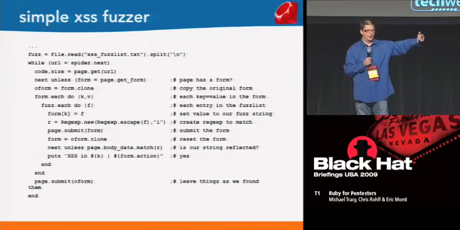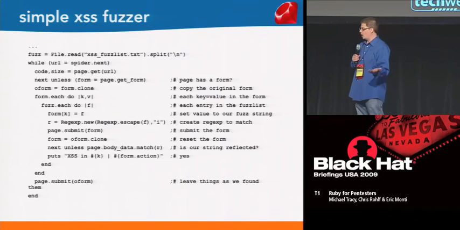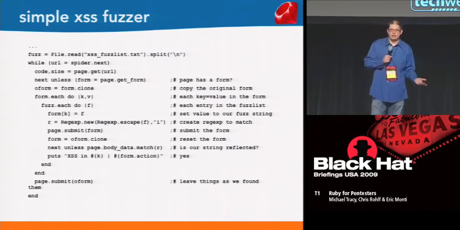We're going to submit the page's form with our fuzz string, and if the string gets reflected back on the page, just by doing a simple comparison with our regular expression, we know there's reflected cross-site scripting in the page. That's exactly what you do manually. It's exactly what scanners do. It's exactly what Burp Scanner does. It's exactly what WebInspect does.